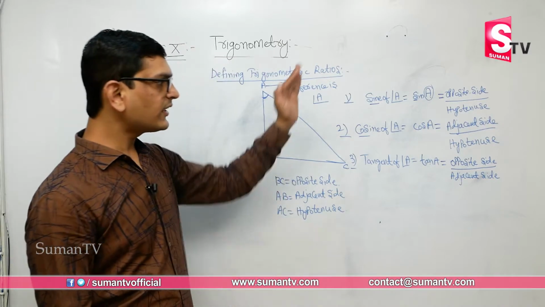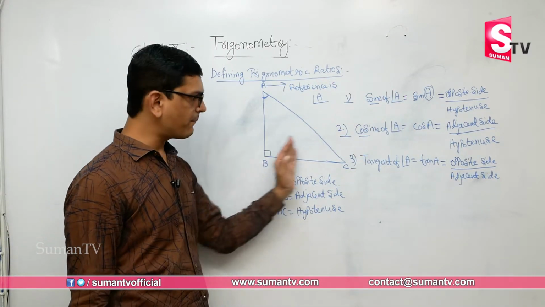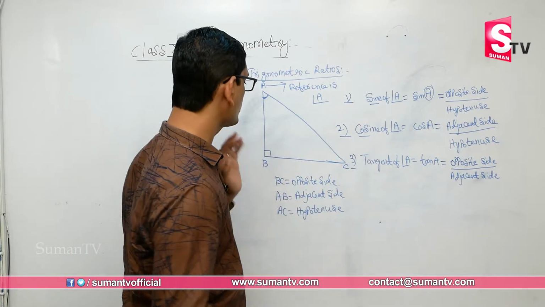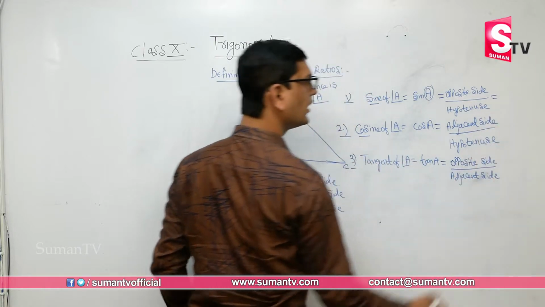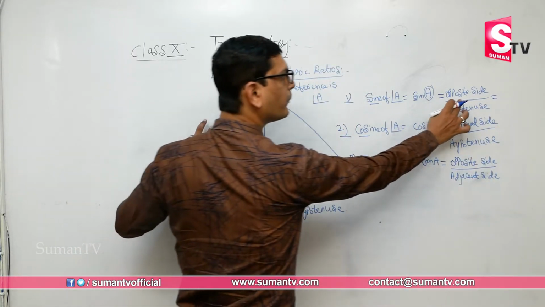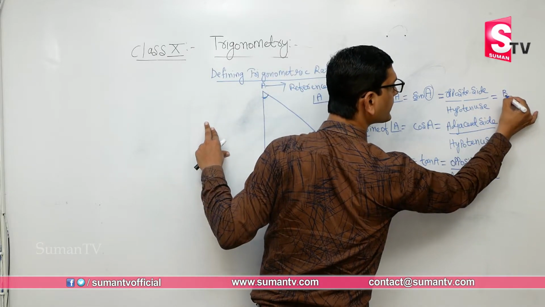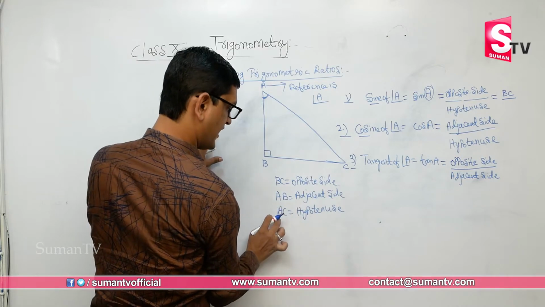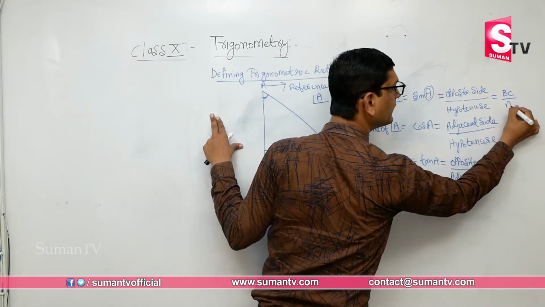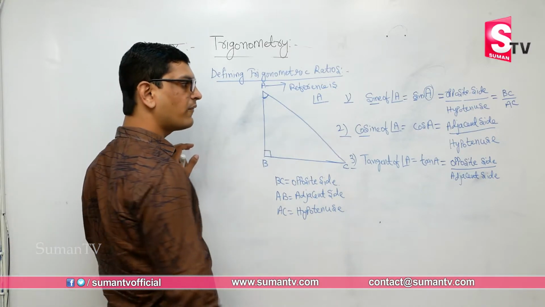Alright, now this is a formula. If I apply these trigonometric ratios to my triangle, let me see what the sides would be. Opposite side is BC and hypotenuse is AC. Very simple. So BC by AC is the sine of angle A.